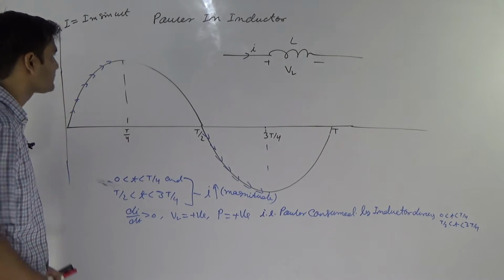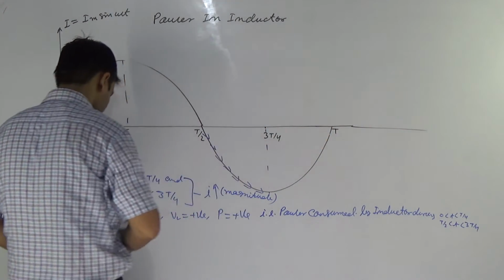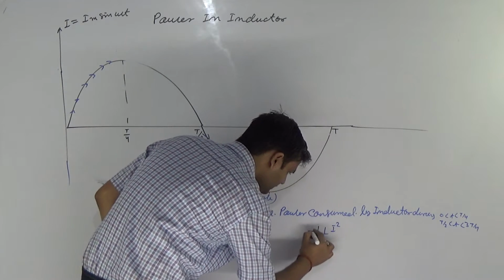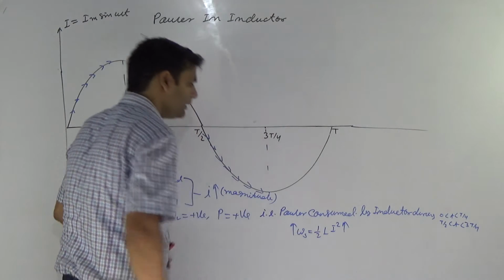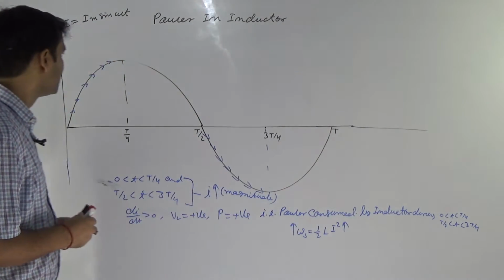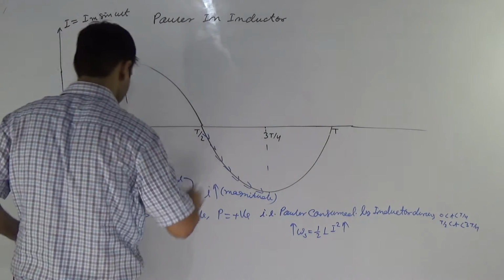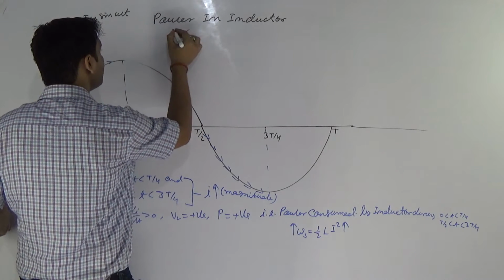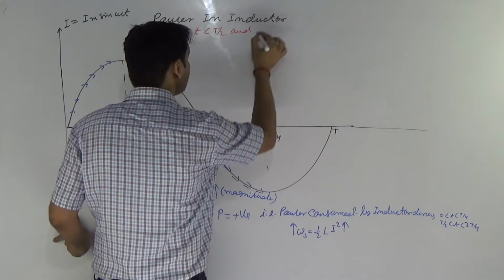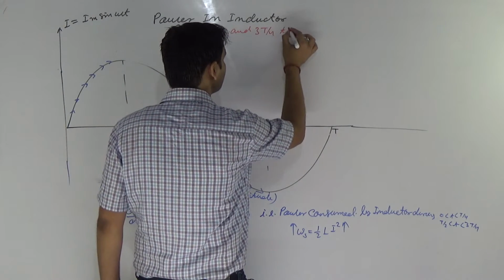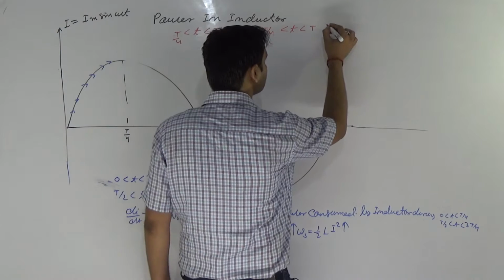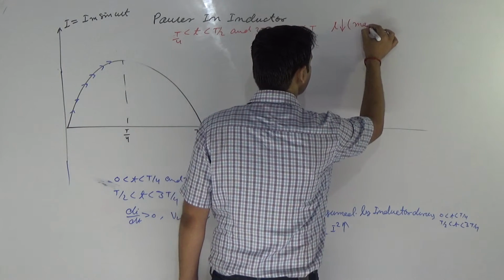Now another point. Consumption of energy, half L I square: because I increases, the stored energy of the inductor, half L I square, increases. Now another case, during T by 4 to T by 2 and 3T by 4 to T, the current I decreases in magnitude.